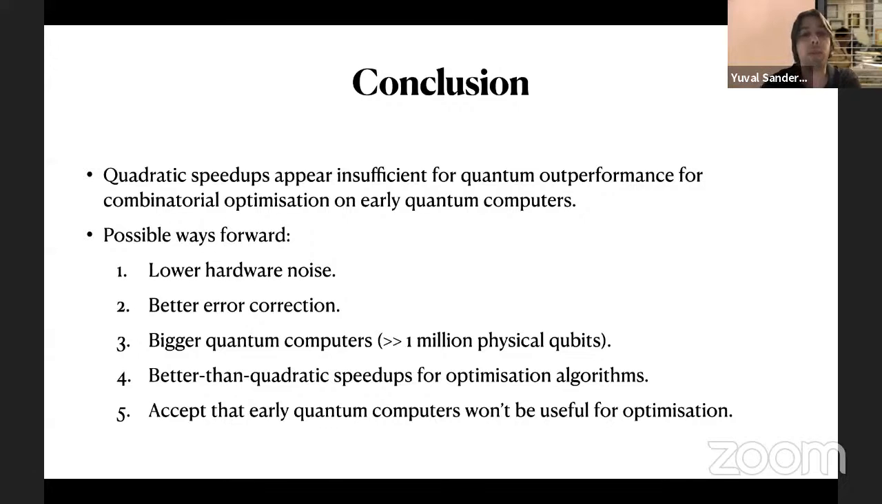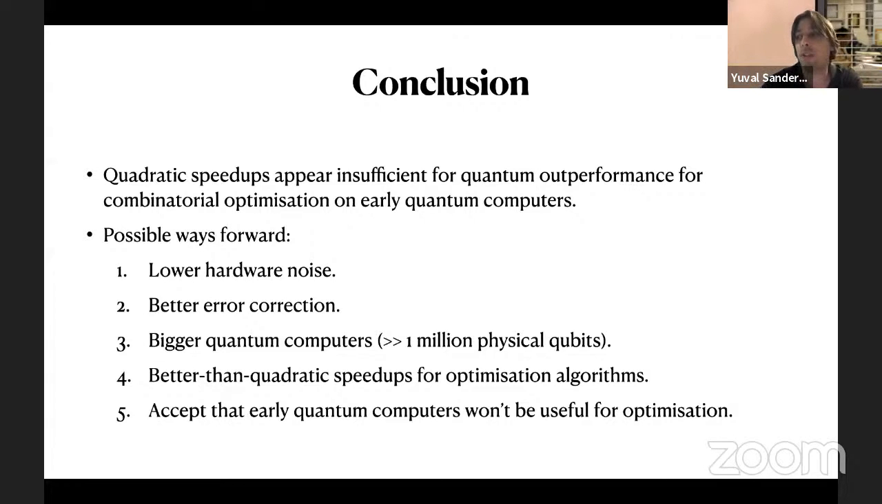So if that's depressing to you, then I can offer the following possible ways forward. So you could try to lower the hardware noise, and with all due respect, good luck with that. You could also try to come up with better error correction methods. With all due respect, good luck with that. You could also try to build bigger quantum computers, so we're talking much more than 1 million qubits pretty clearly. With all due respect, best of luck with that. And then you could also try to find better than quadratic speedups for optimization algorithms, and with all due respect, good luck with that.